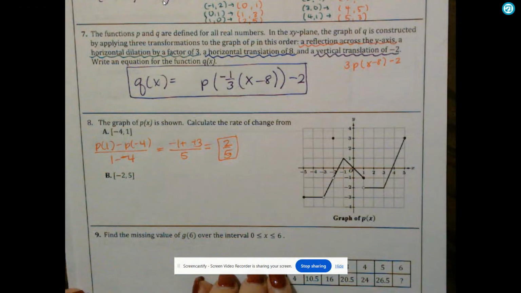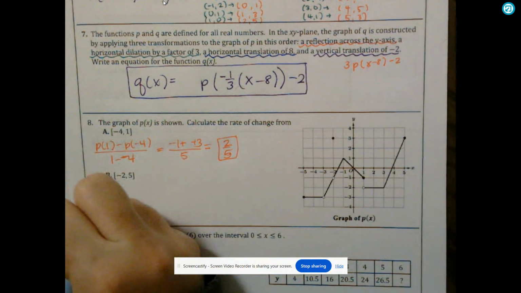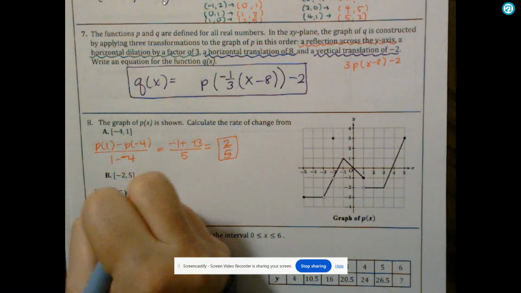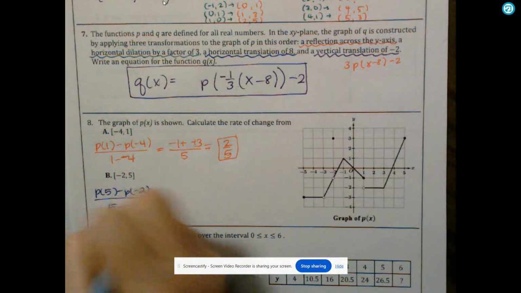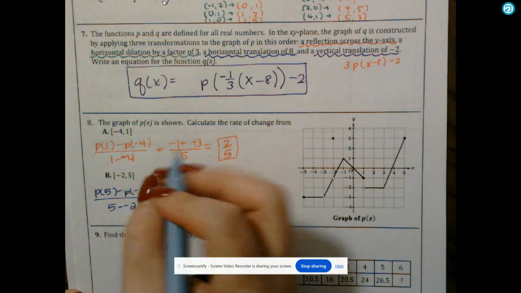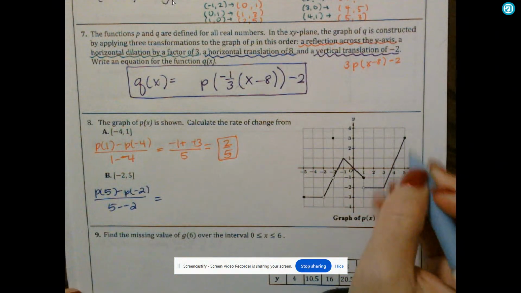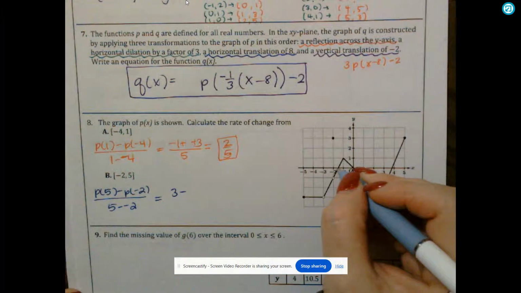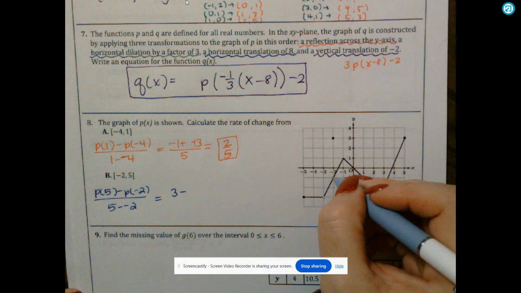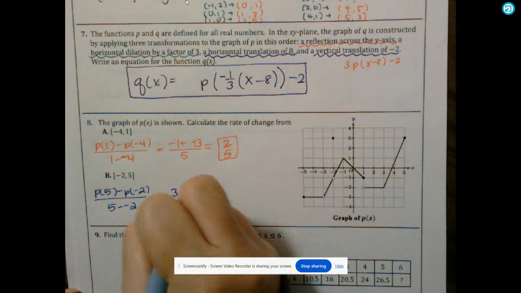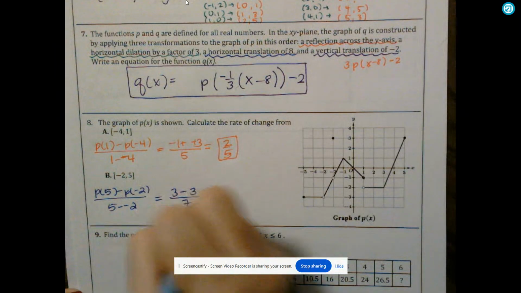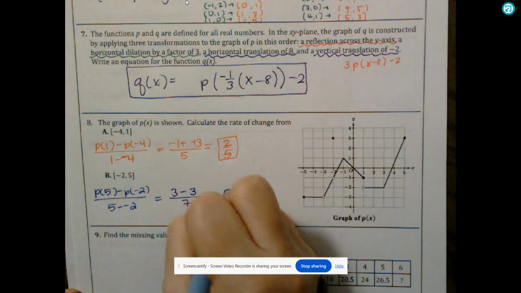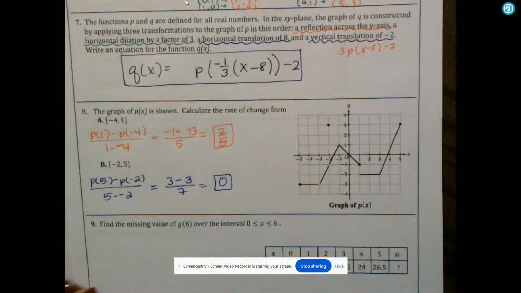All right, and then we're going to do the same thing for 5 and -2. So P of 5 minus P of -2 divided by 5 minus -2. P of 5 is going to give me the value of 3. P of -2 is going to give me -1. So 3 over 7, which would just give me 0, since 0 over anything is going to be 0.